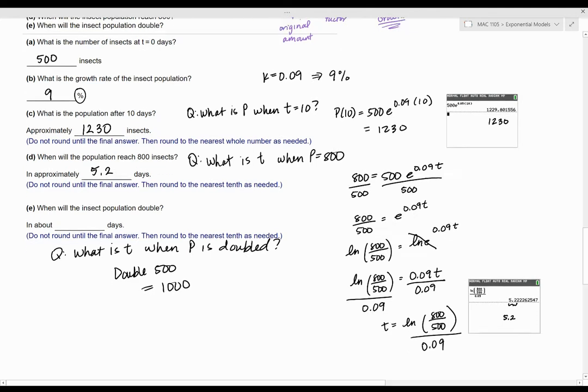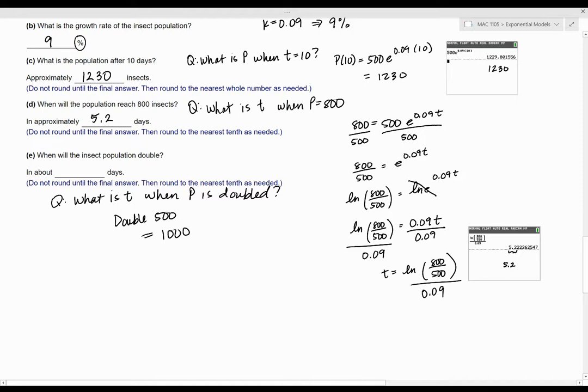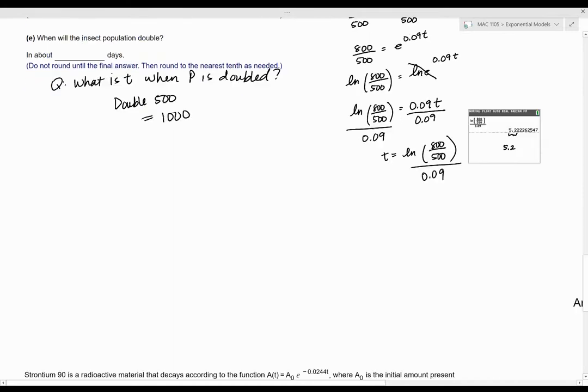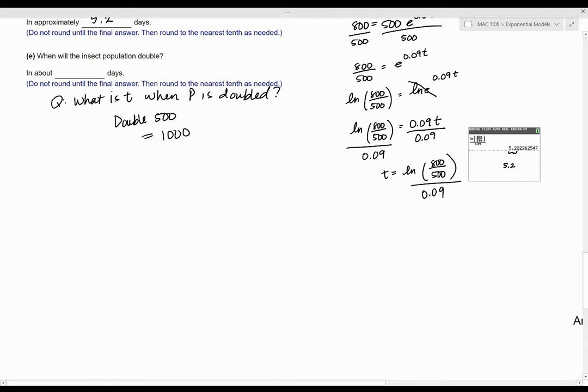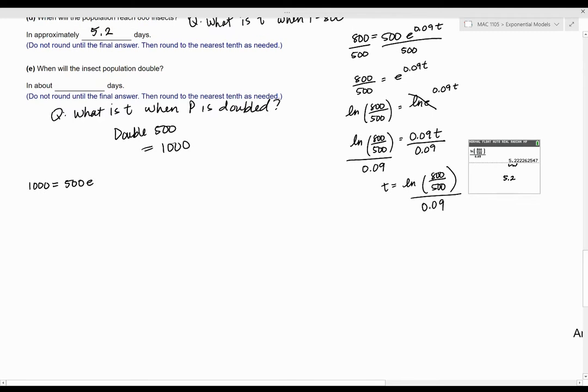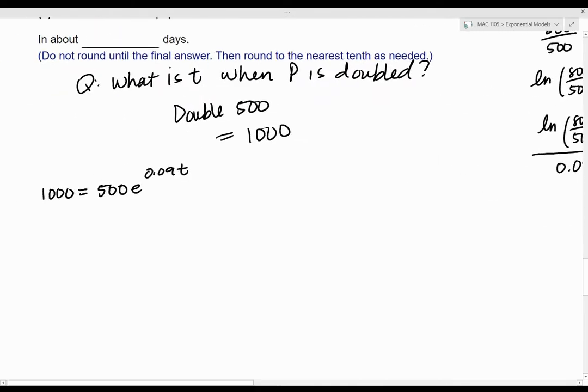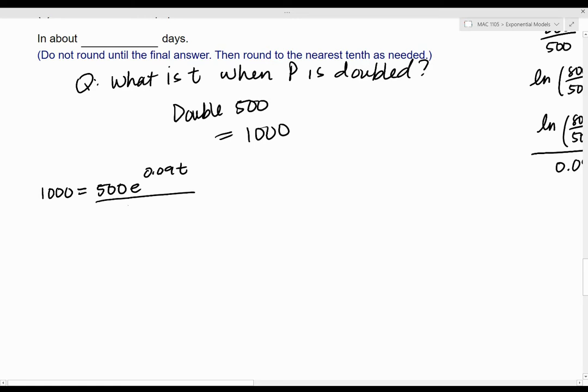Okay, so we can set this up similar to how we did part D. So let's move over here. So I'm going to set my equation. I have 1,000 equals 500 e to the 0.09 t, and I'm going to solve this equation. The first thing I'm going to do is divide both sides by 500. So it's going to give me 1,000 divided by 500 equals e to the 0.09 t.